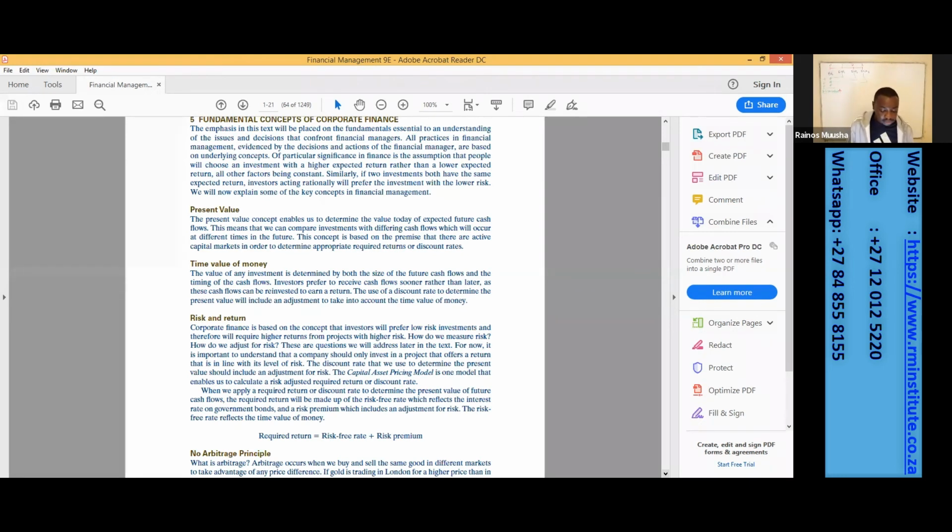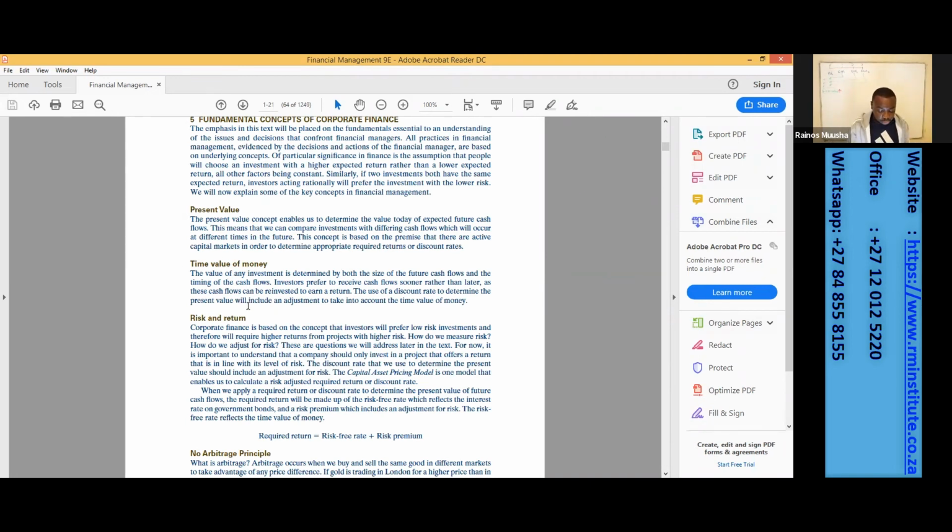So it basically means that when you're assessing the cash flows, or when you're making investment decisions or capital budgeting decisions, you also take into account what? The time value of money. So you need to be able to see exactly how you are going to be discounting these future cash flows back to present value by taking into account the time value of money as well.